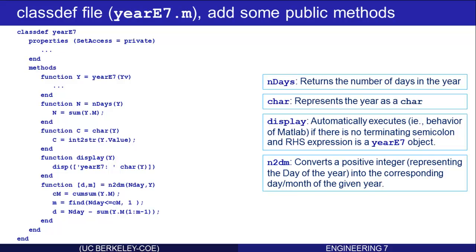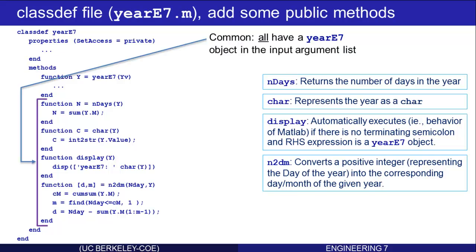Before we move on to some examples, notice that all of these methods that we just added have a YearE7 object in their input argument list. This is one aspect of dispatching, which are the rules by which Matlab calls methods. We'll study that in a few slides.